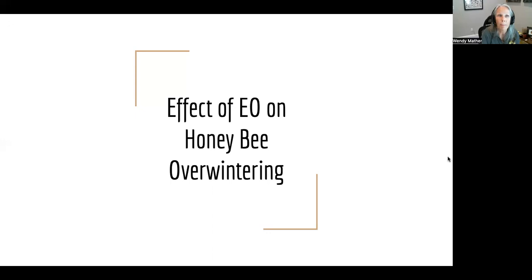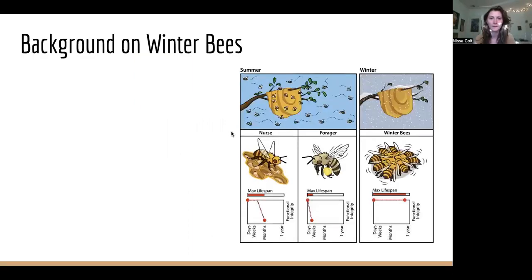So I actually just finished analyzing the last of the data last night. So this is fresh off the presses, and we'll get into what I found. So let's see, the effects of ethyl oleate.